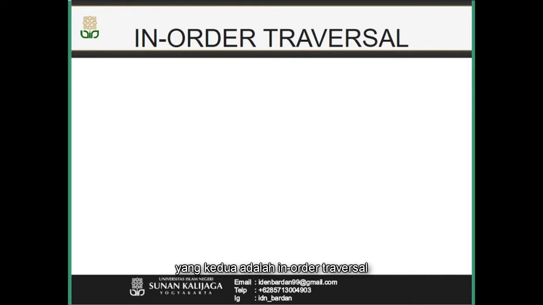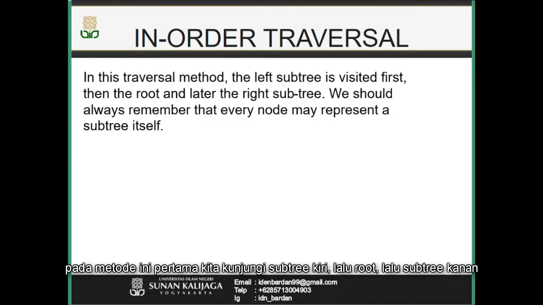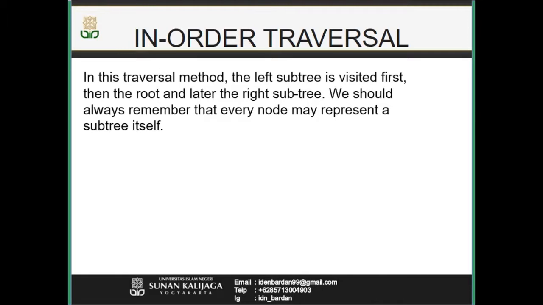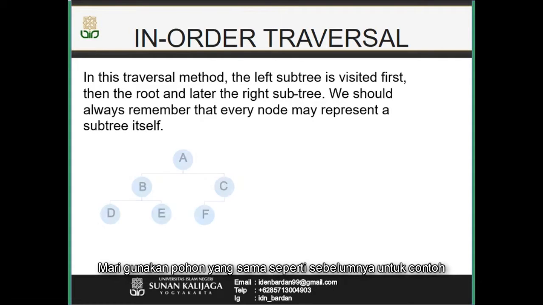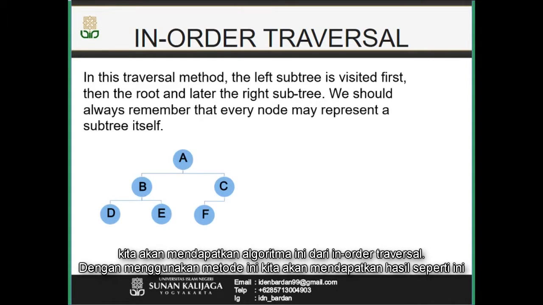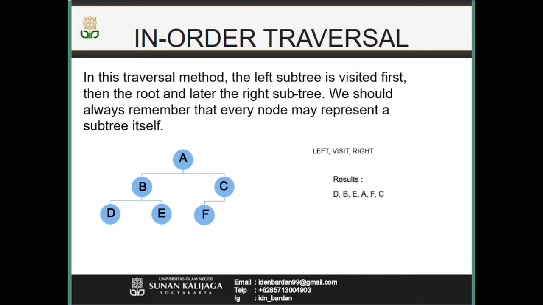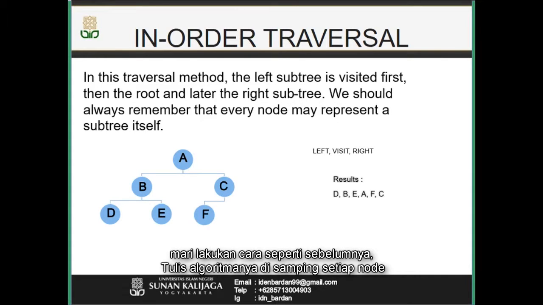And the second one is in-order traversal. In this traversal method, the left subtree is visited first, then the root, and later the right subtree. Let's use the same tree as before as an example, and we'll get this algorithm from the in-order traversal, and using the method we'll get this result. So how do we get that? Let's just use the same method as before. Let's write the algorithm or the steps beside every node.